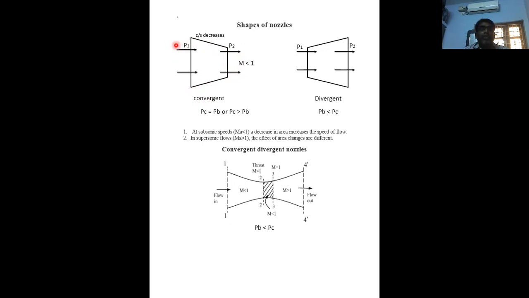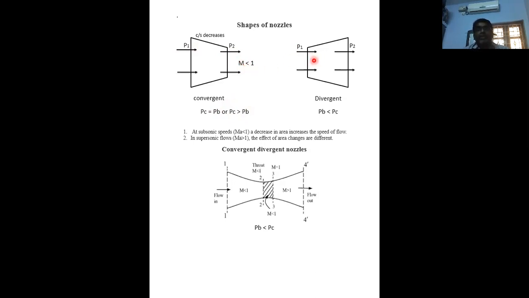From the inlet, the steam enters the nozzle at high pressure and is delivered at low pressure. With the help of the critical pressure ratio, the pressure will change at a particular area. That is the meaning of critical pressure ratio. Here the steam enters at low velocity and leaves at high velocity. Here the critical pressure is equal to the back pressure, where P2 is the back pressure, or the critical pressure is greater than the back pressure. Here the Mach number is less than 1.